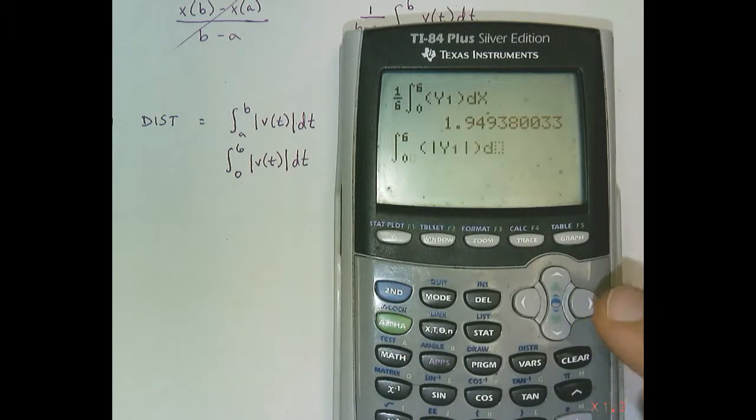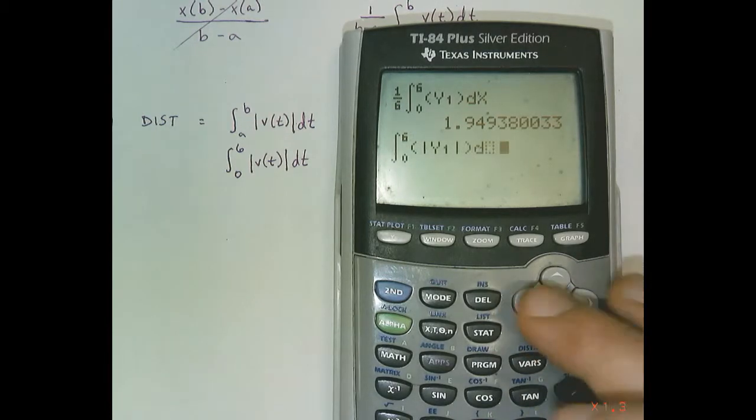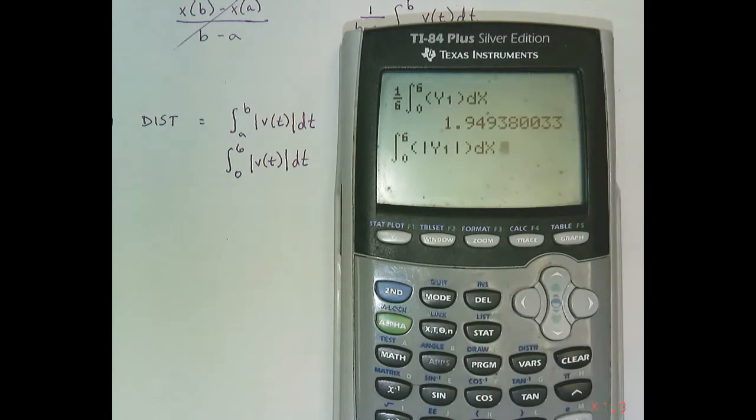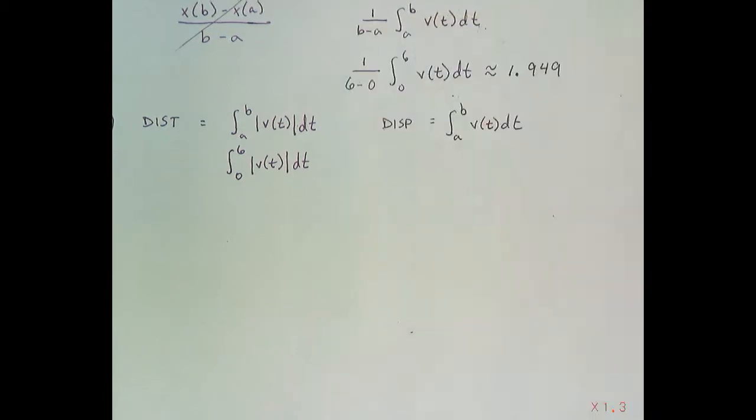And we're integrating with respect to x, even though on the paper it's t, but the calculator doesn't care. So with respect to x, it takes a little bit of time, particularly because it's got this absolute value that it's thinking through, and the equation isn't a very straightforward one. But we get there, 12.573.